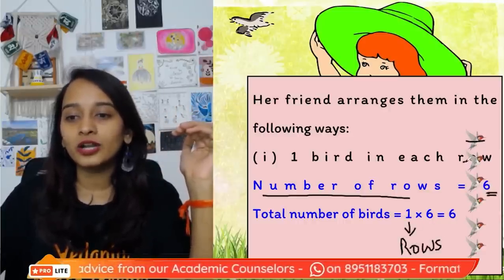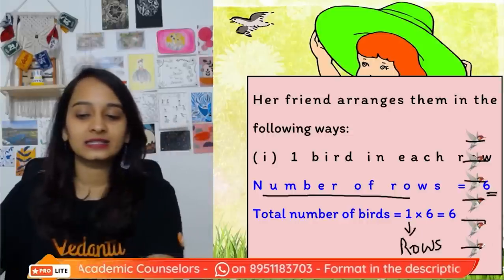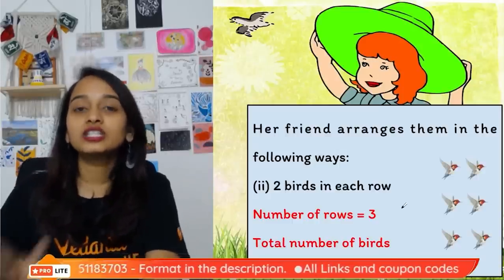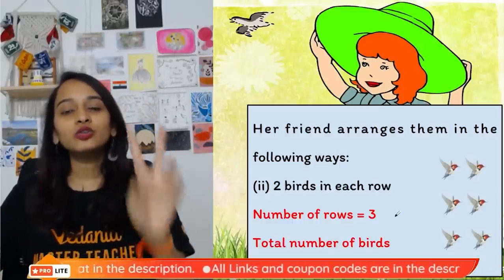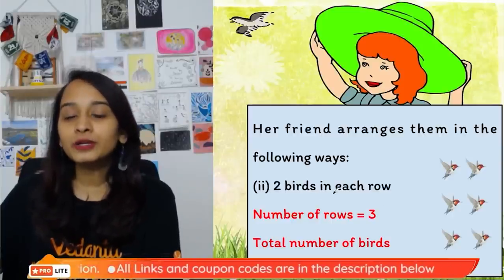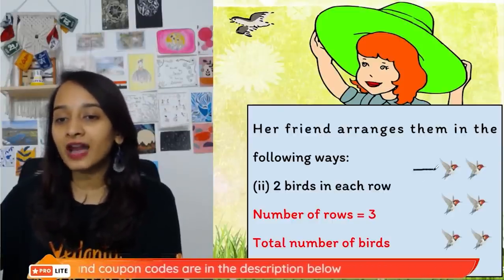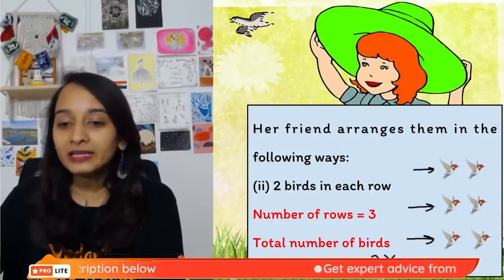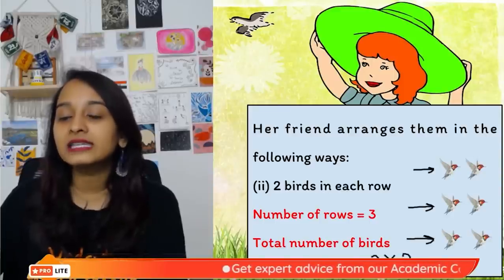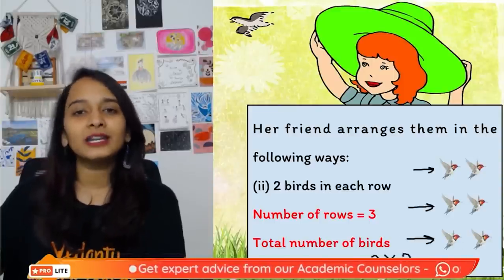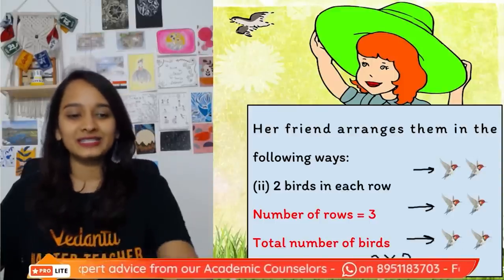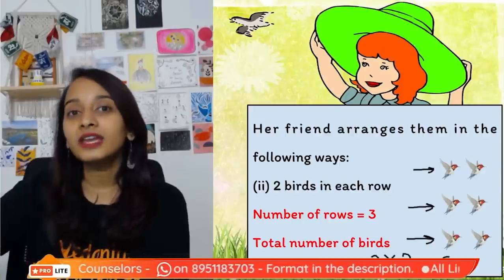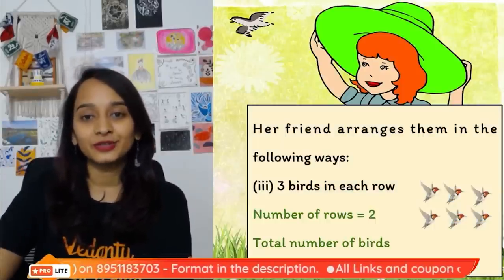Okay, you're seeing this: 1, 2, 3, 4, 5, 6. Now her another friend, what did she do? She arranged 2 birds in each row. 2 birds in each row. How many rows have come? 1, 2 and 3. So 3 multiplied with the number of birds in each row, or 2 multiplied with 3, 3 multiplied with 2, it's the same thing, hai na? Which is equal to 6. This is another way of arranging those 6 birds.